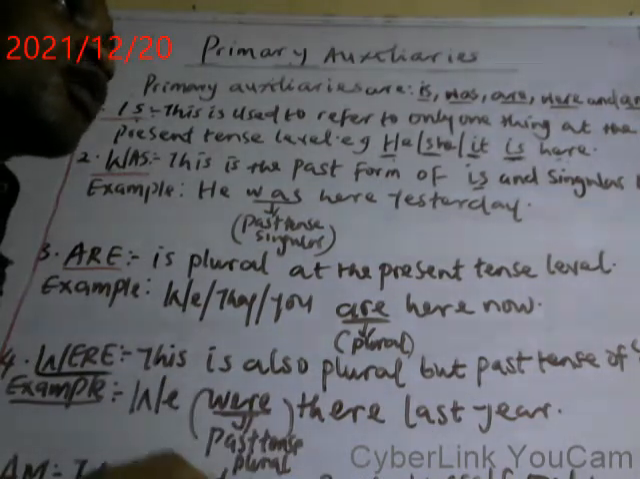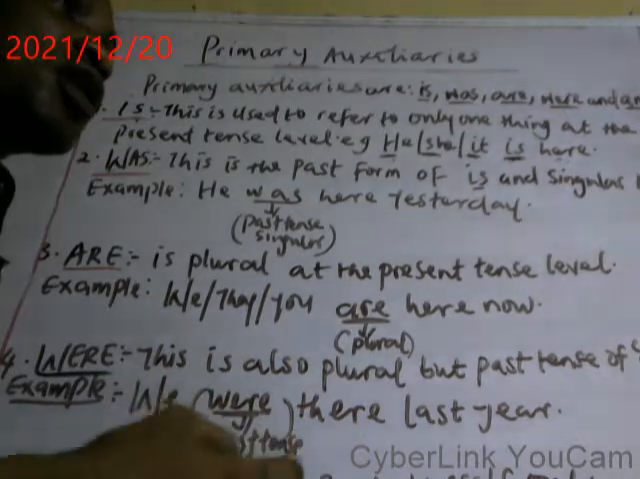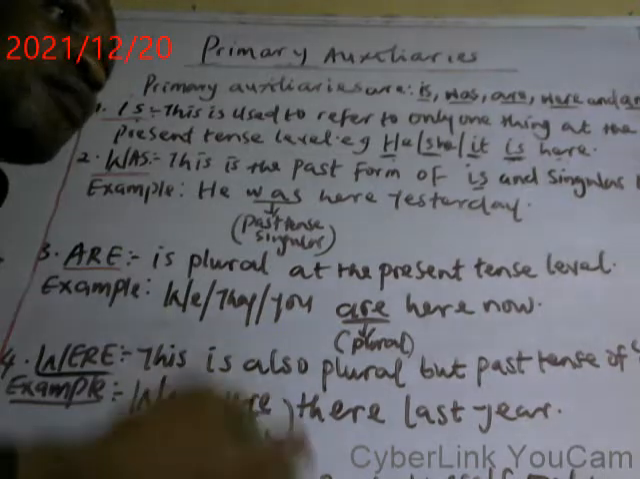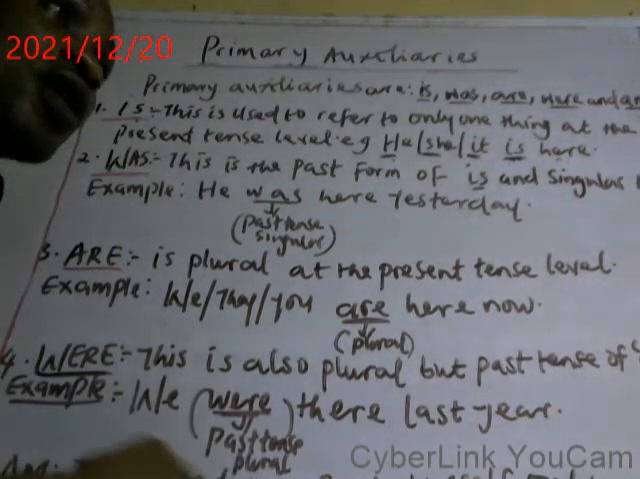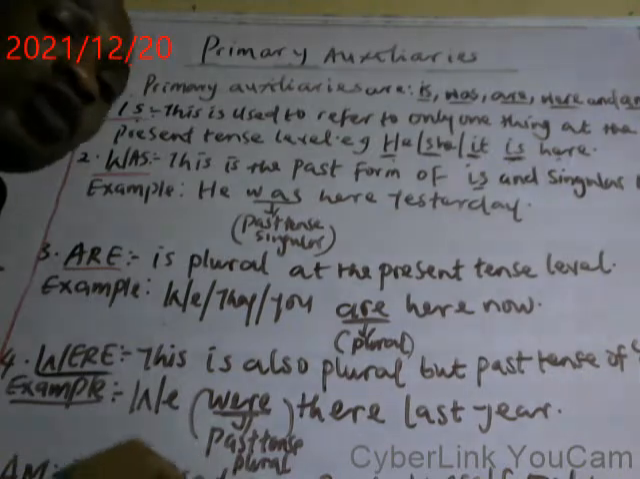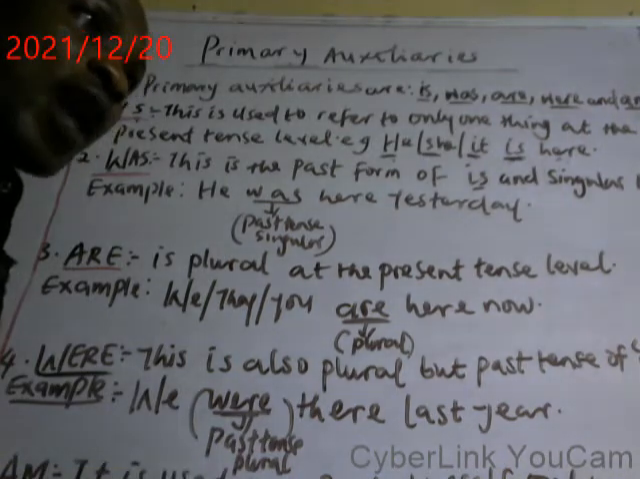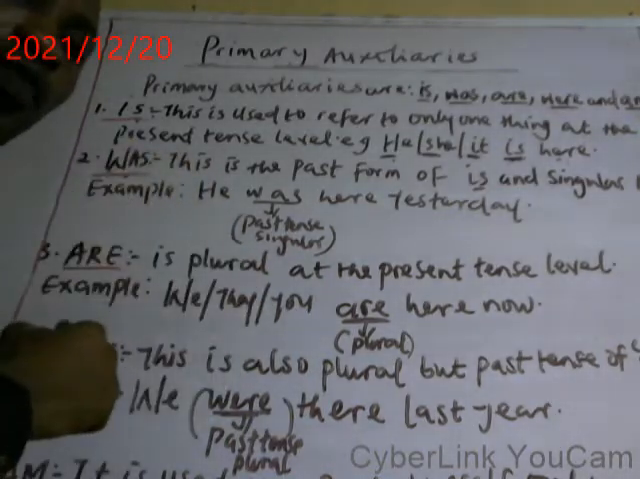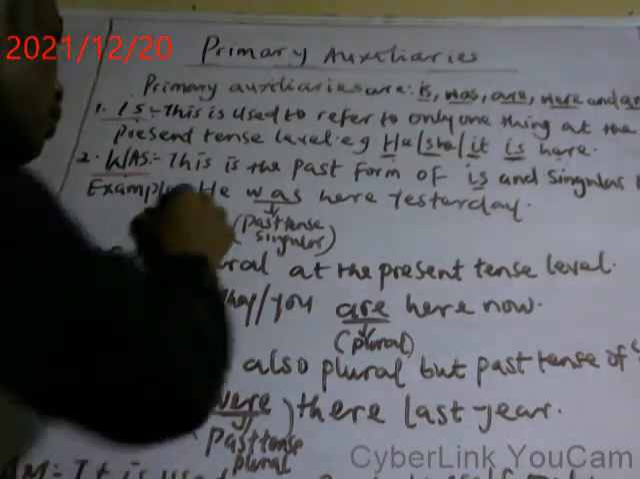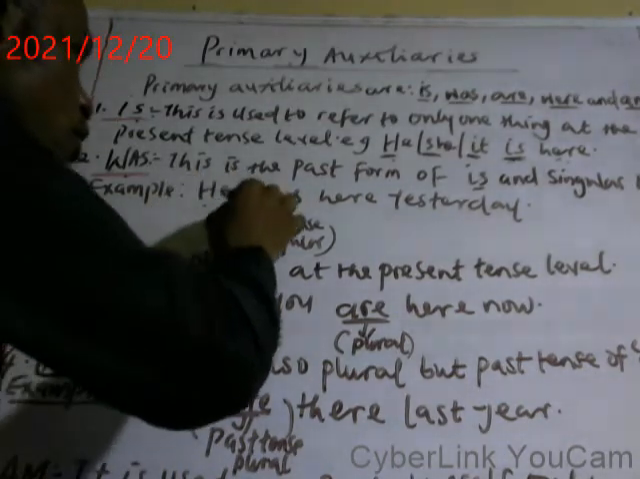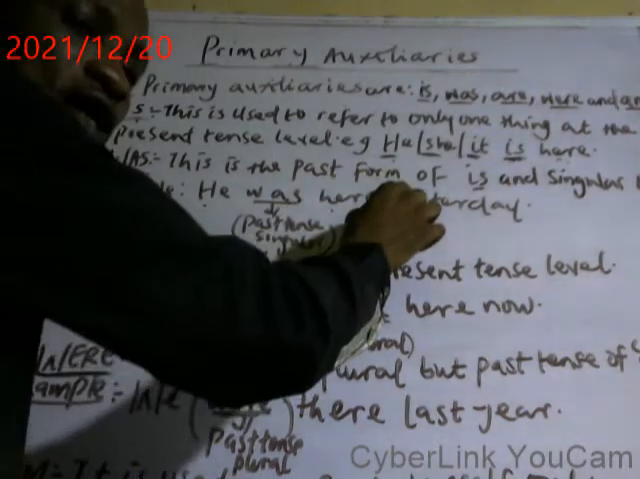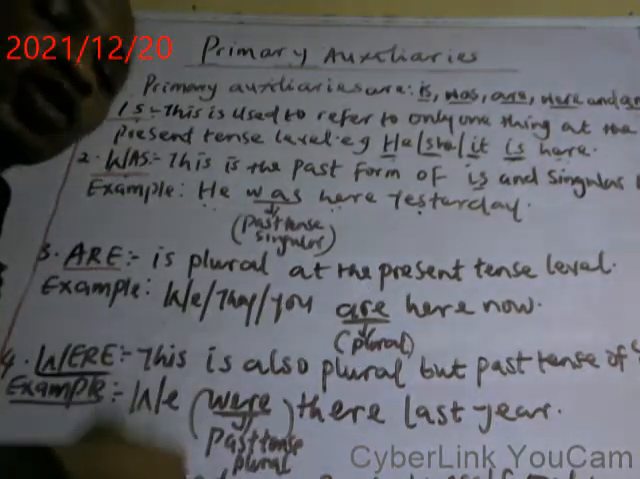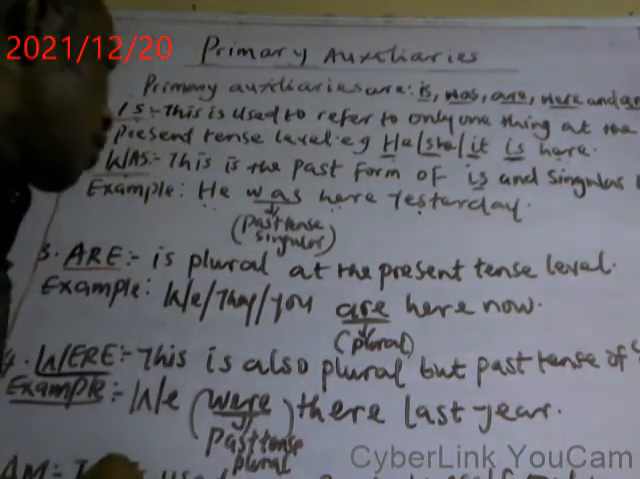Okay? So, when you have an action that has been done already, 30 seconds back, a minute back, 2 minutes back, a week, a month, and thereabouts, and you want to use a primary auxiliary verb, and the subject is singular, make use of "was". Okay? How can I do this? Look at this example: he was here yesterday.